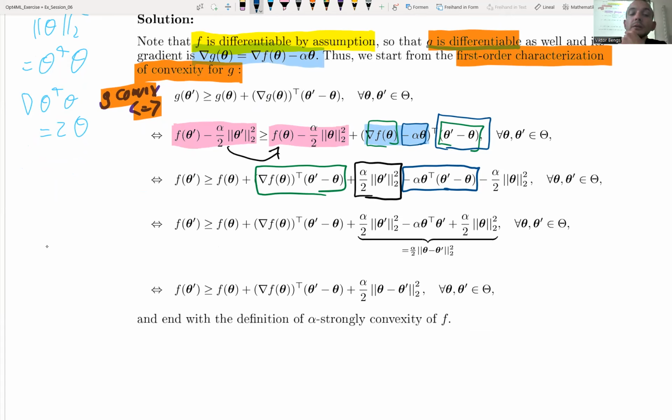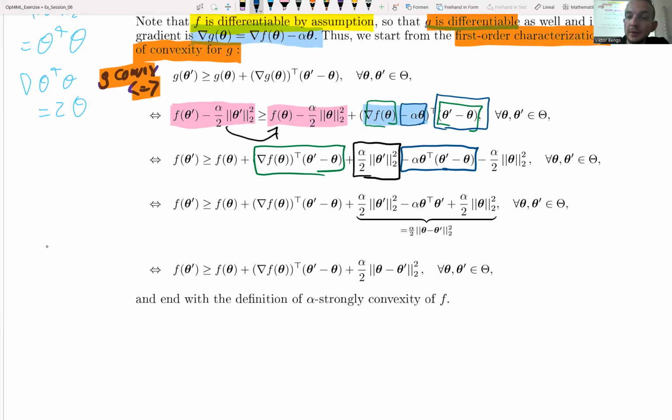The right-hand side, well, f of theta is also something we want regarding the definition of alpha strong convexity. This green term is, in fact, also something we want. So all we need to do is to say something about the rest: this black box term, this blue term, and the one we haven't encircled somehow.